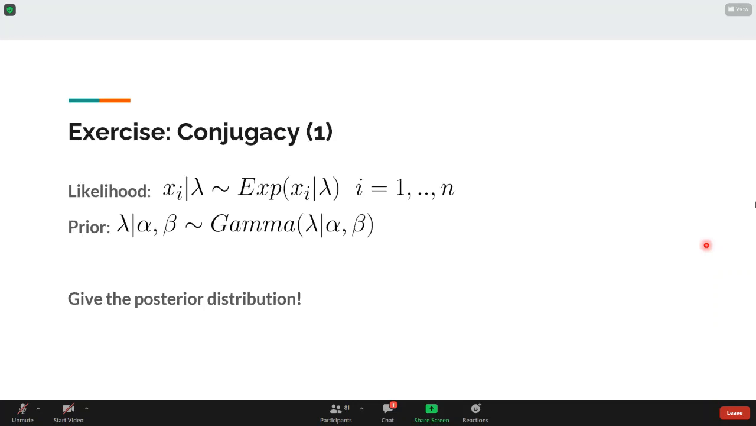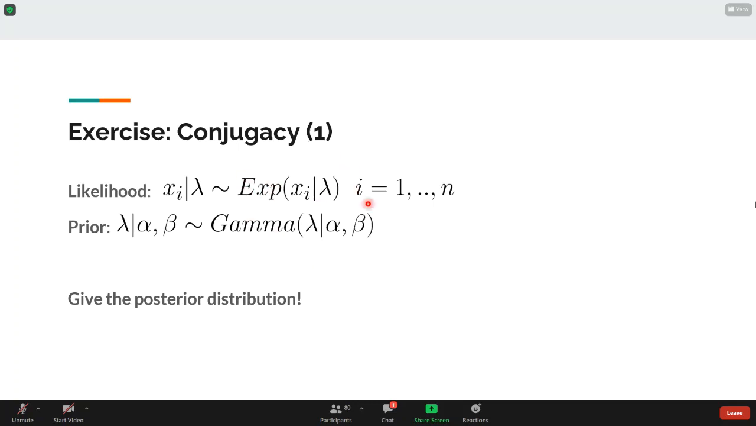All right. Okay, so now we are at examples of how to compute conjugacy. We'll first show on our own how we would approach this and give a solution, and then we have one exercise for you, which we will also explain later, but you have to do it yourselves first. So we are going to find the posterior distribution for an exponential likelihood and a gamma prior.